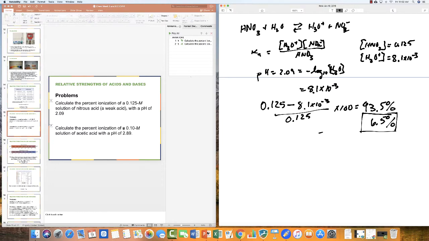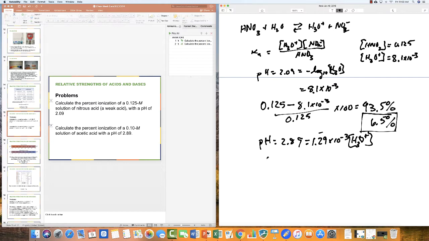Let's do another one. It says calculate the percent ionization of a 1 molar acetic acid whose pH is 2.89. Again, it's the same idea. We do the same. I'm not going to write all this again, but if the pH is equal to 2.89, then the hydrogen ion concentration is going to be 1.29 times 10 to the minus 3. So that's the hydrogen ion concentration, or the hydronium ion concentration.